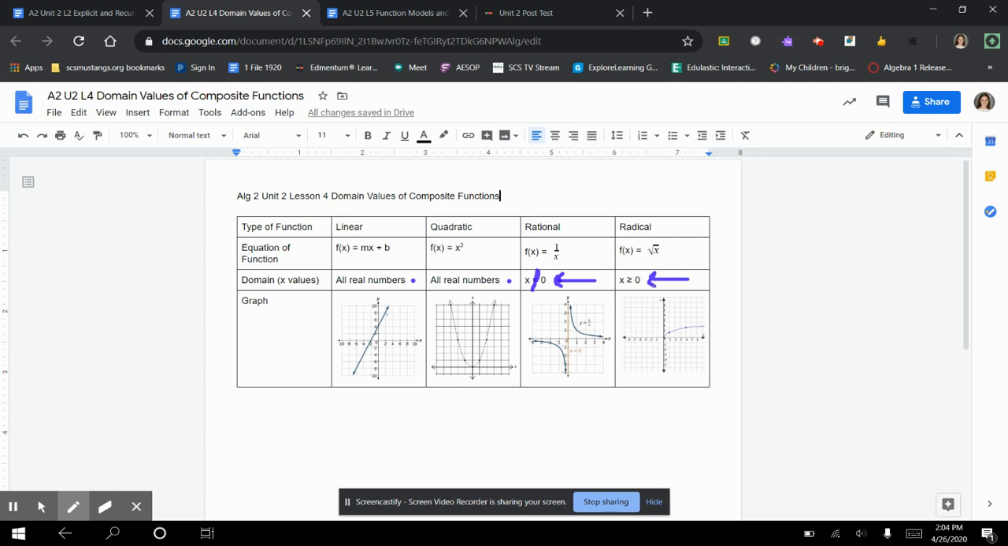So if you decide it's rational, you've got to take whatever that denominator is, set it equal to 0 and solve. Or if you decide it's a radical, you've got to take that, set it greater than or equal to 0 and solve from that way.